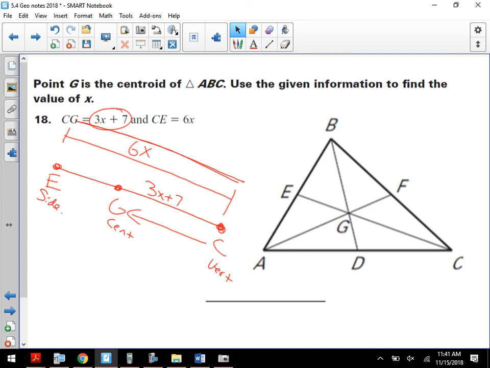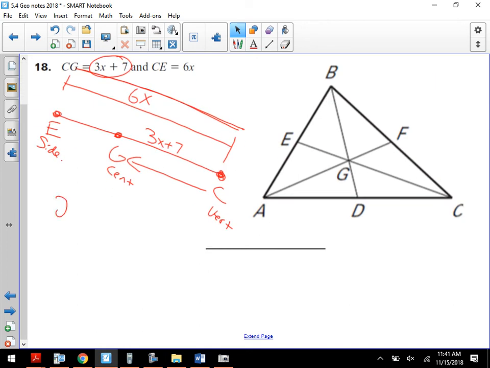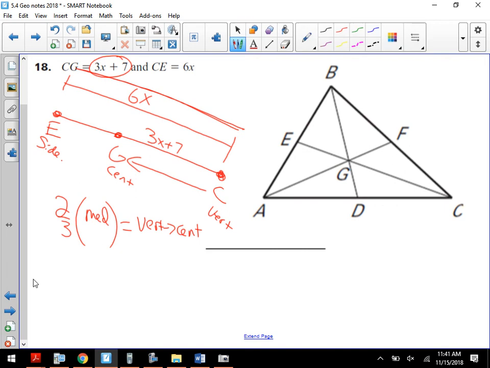And it's the first one. 2/3 of the whole thing is vertex to centroid. 2/3 the whole thing, the median, is vertex to centroid. This is your setup. Fill in the blanks. 2/3 of 6x is 3x plus 7.